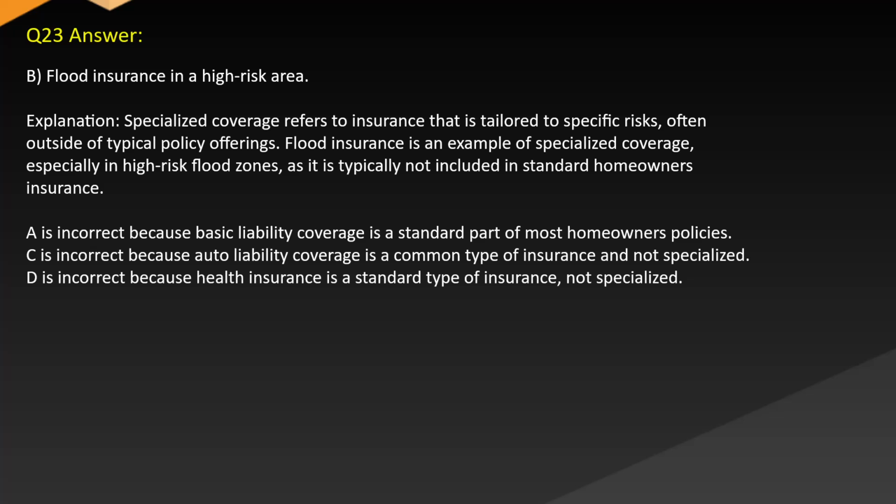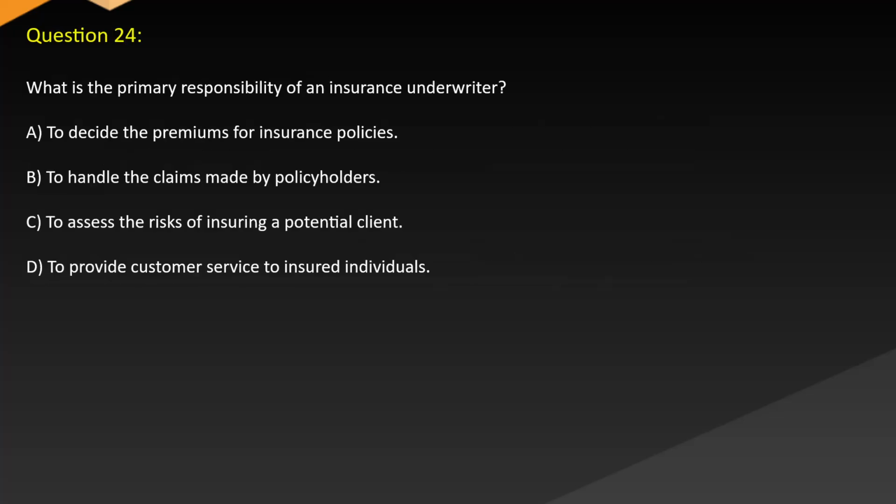C is incorrect because auto liability coverage is a common type of insurance and not specialized. D is incorrect because health insurance is a standard type of insurance, not specialized. Question 24. What is the primary responsibility of an insurance underwriter? A. To decide the premiums for insurance policies. B. To handle the claims made by policyholders. C. To assess the risks of insuring a potential client. D. To provide customer service to insured individuals.